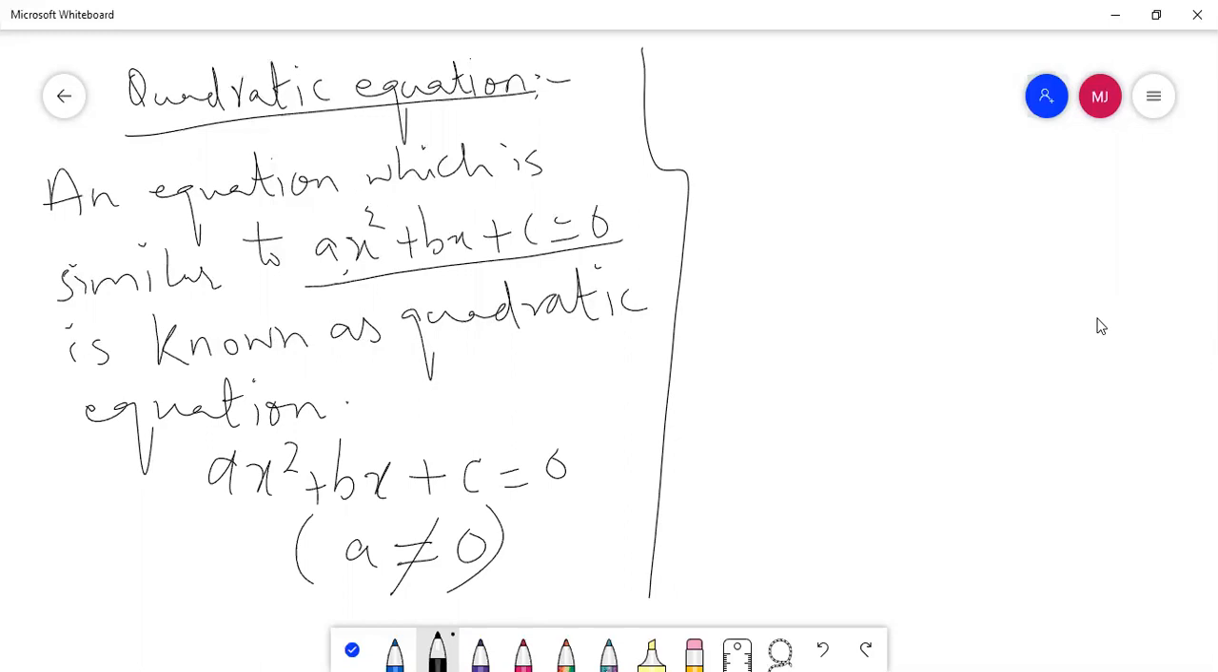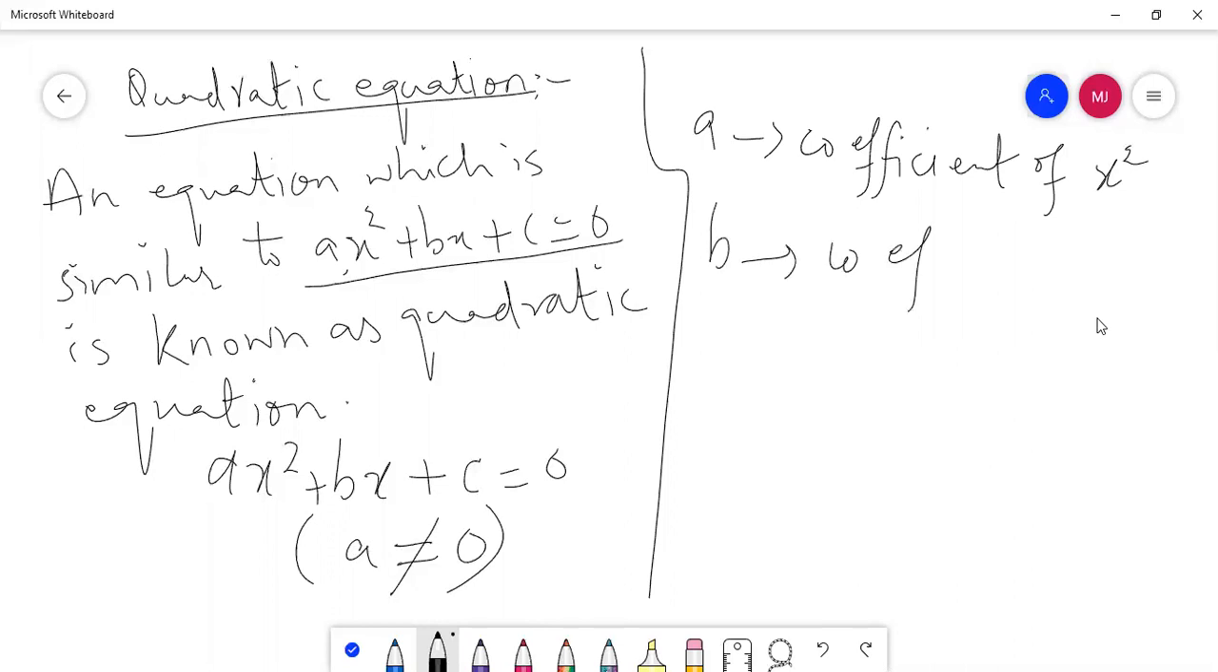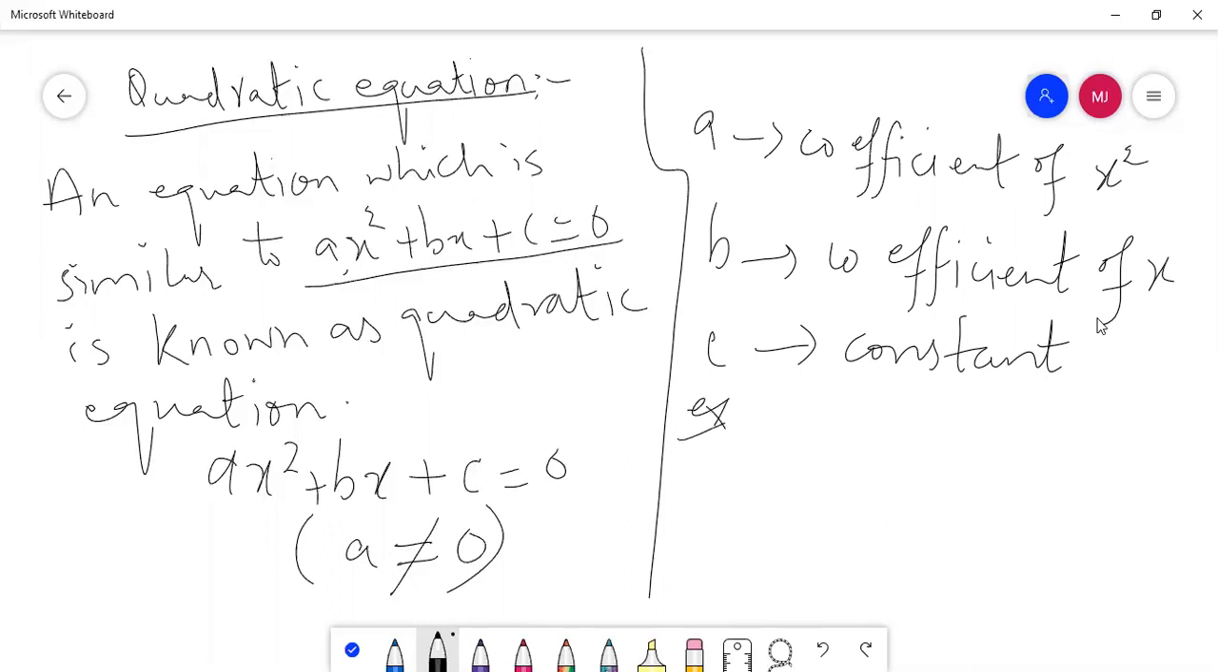Okay, now let me tell you what is a. A is coefficient of x square. What is b? B is coefficient of x. And what is c? C is constant. Alright students, a is coefficient of x square. Let me give you an example.